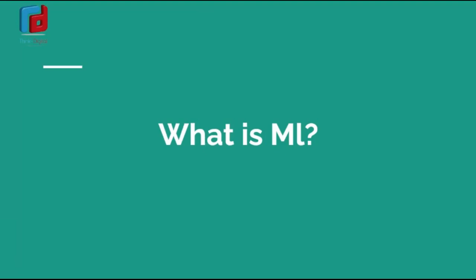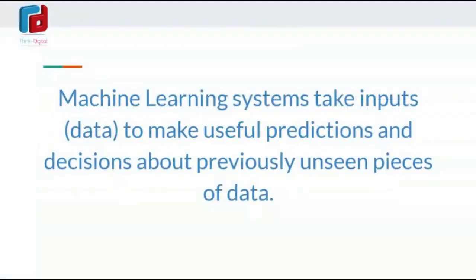In machine learning, without human intervention, we tell them if the accuracy of the model is low, and they learn from their mistakes. So this was the key element which was missing in those answers. Otherwise, all of the answers were correct, but partially correct. Let me show you the answer. Machine learning will take input, which is data, to make useful prediction decisions about previously unseen pieces of data. It will learn from its previous experience and then do some new work.